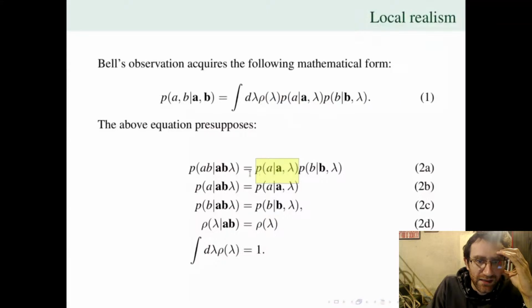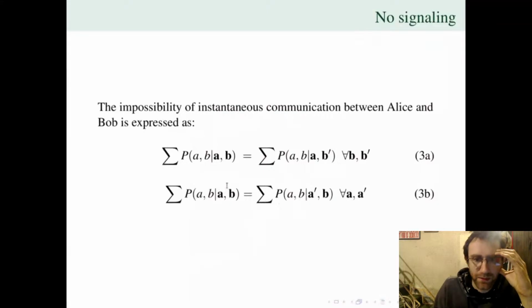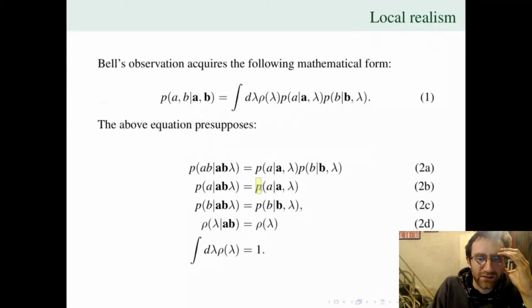He says, given that nature is local, or if we assume locality, then this probability should be factorized in such a way that, for example, what Alice observes on her party will not depend on what Bob does on his party, on the distant party. So this is the principle of locality.